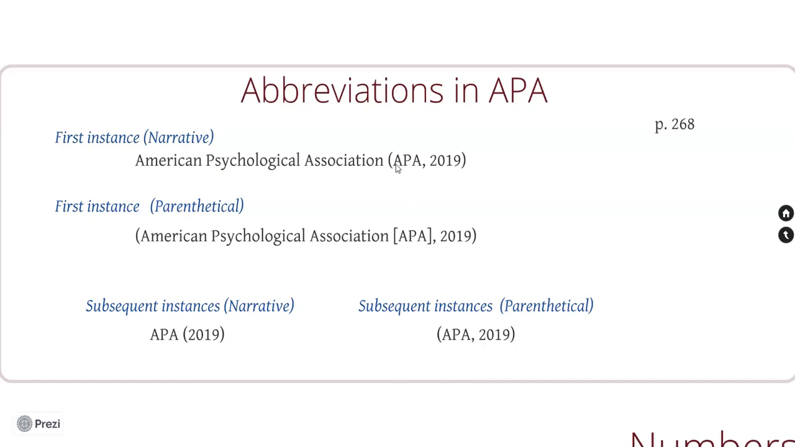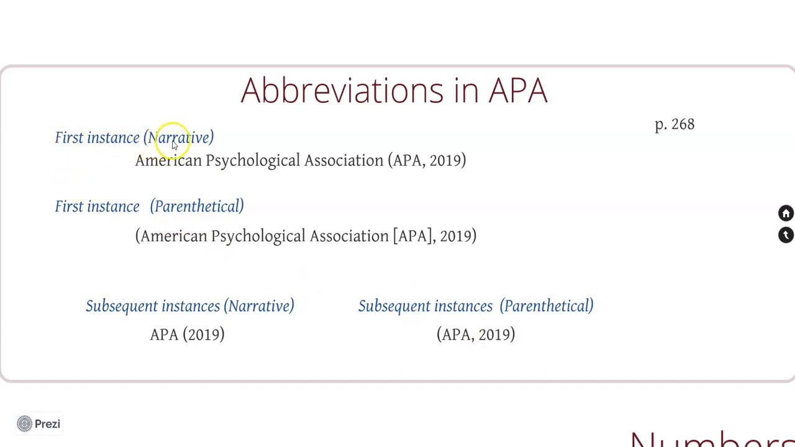So what APA wants you to do, if you have a corporate author with a common abbreviation, is you need to establish that you're talking about a corporate author with a common abbreviation. And then throughout the rest of the text, you don't have to write out American Psychological Association every time you pull in that corporate author. What you can do is establish it, and then every subsequent instance, all you have to do is put APA, 2019. So let's dig into this a little bit more.